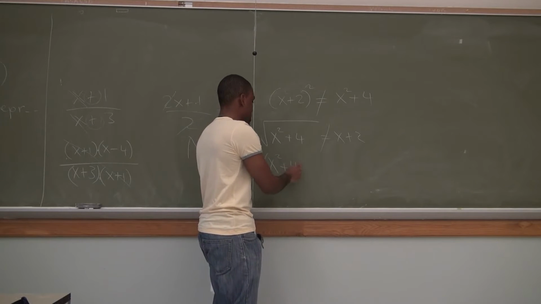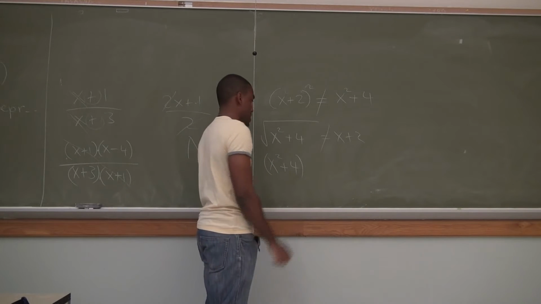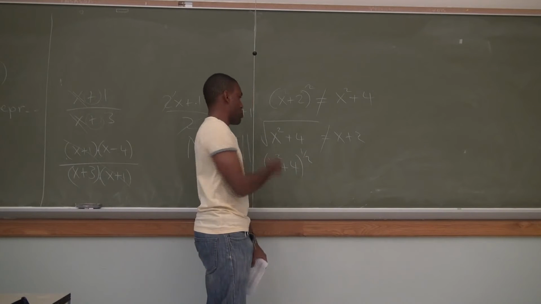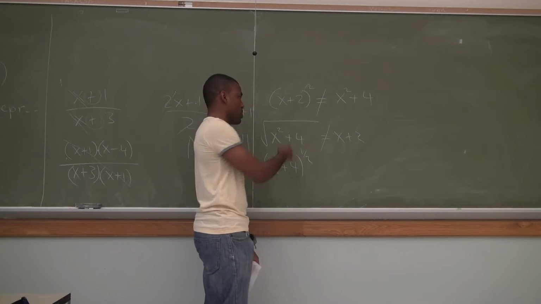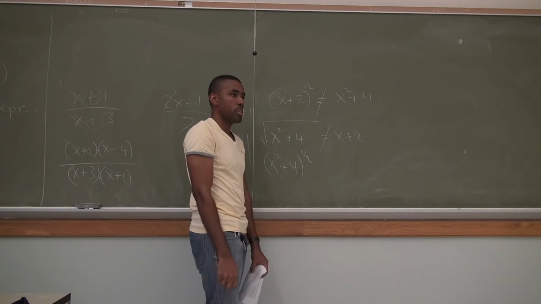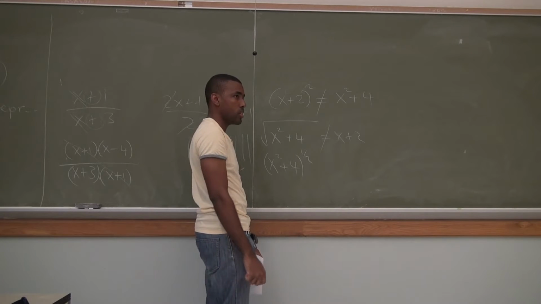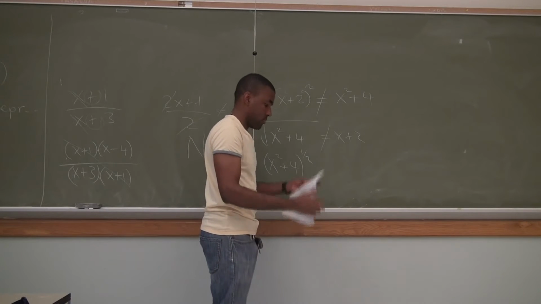Because a radical is a power, right? If I want to write a radical as a power, how do I write it? A radical is really a power, right? So when you distribute a radical across a sum, you're distributing a power across a sum. It's illegal. Do not do it, right?